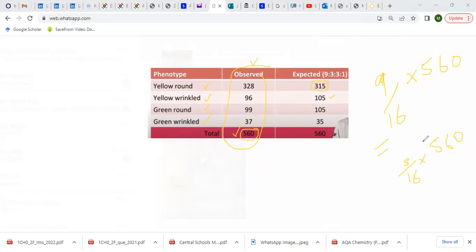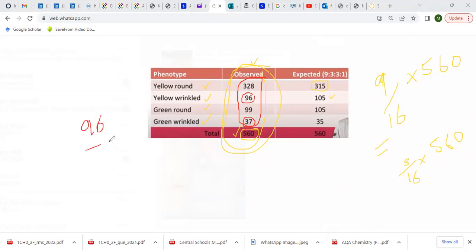Anyway, so here you'll get this number 105 by 3 divided by 16 multiplied by the total number. So maybe they will just provide you the observed one, and even for the observed one, they may provide you only this number, or only this, or only this. If they give you only 96, then how will you count?